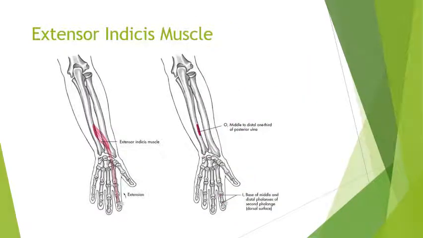The extensor indicis, so indicis is referring to your index finger. This is a muscle that individually will extend the index finger. The origin is the middle to distal 1/3 of the posterior ulna, so it's a very small muscle. You can palpate its action if you just extend your index finger, you can feel it. It inserts at the base of the middle and distal phalanges of the second digit. So your index finger, the extensor indicis.